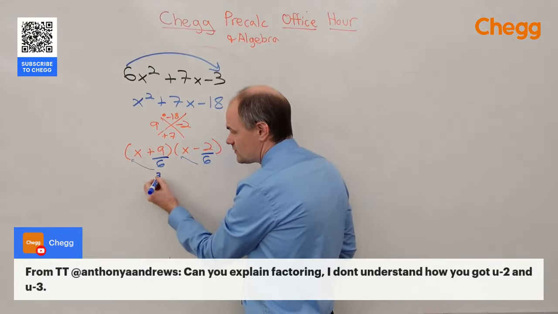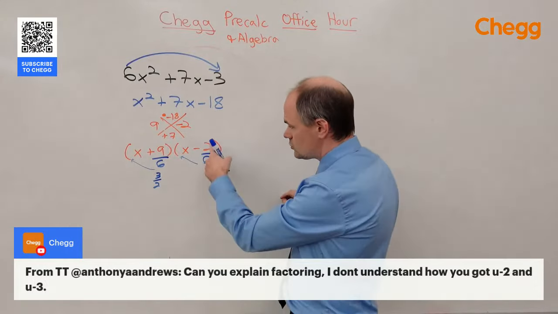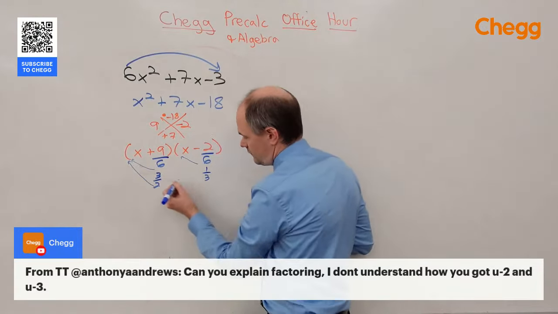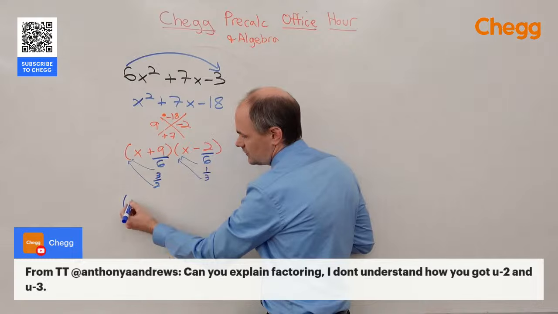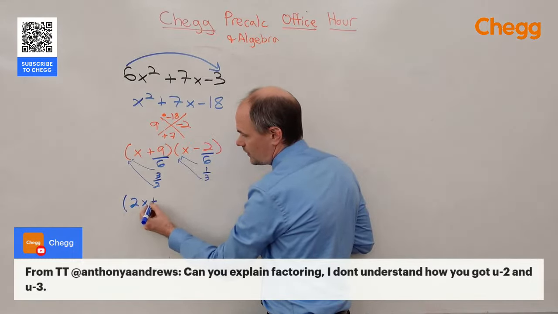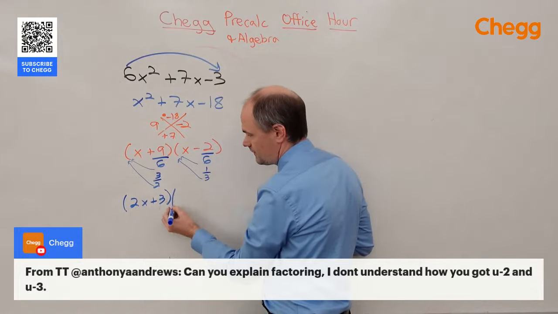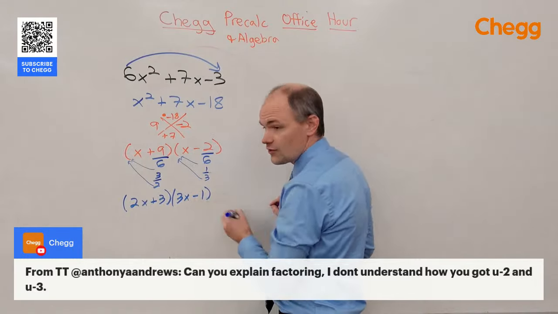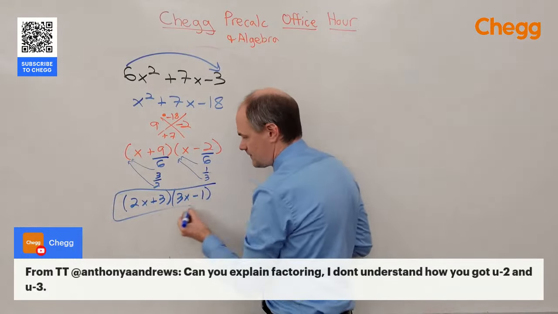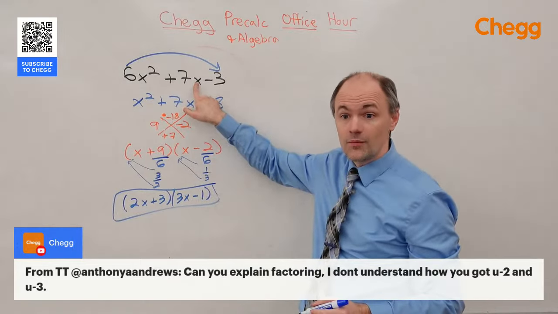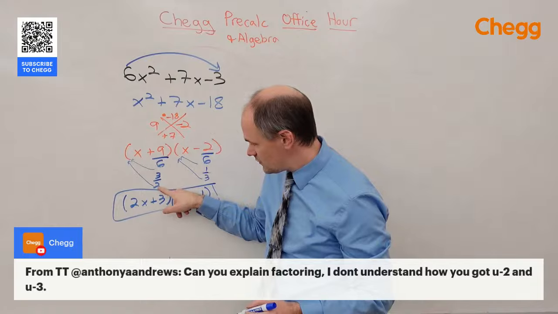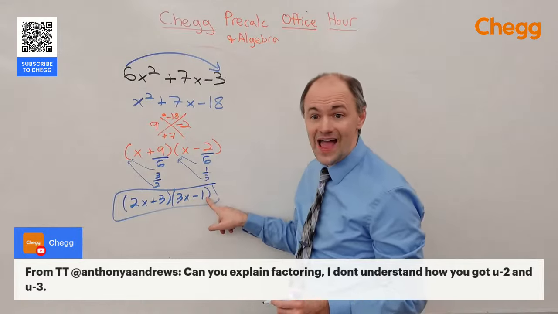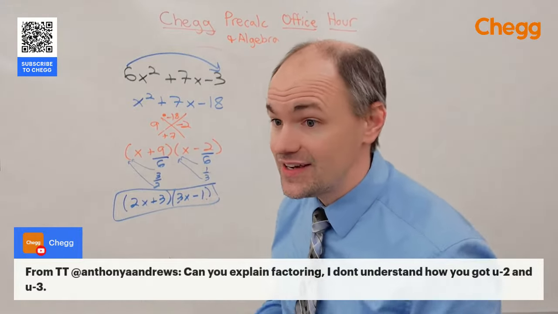So 9/6 reduces to 3/2. 2/6 reduces to 1/3. The 2 is going to go in front. The 3 is going to go in front. And so we have 2x plus 3, taking the reduced number, and the 3 coming in front, 3x minus the 1. And that factors the original problem. So we divide and reduce. 2 goes in front, 3 goes out at the end. 3 goes in front, the 1 goes at the end. That's called slide and divide.